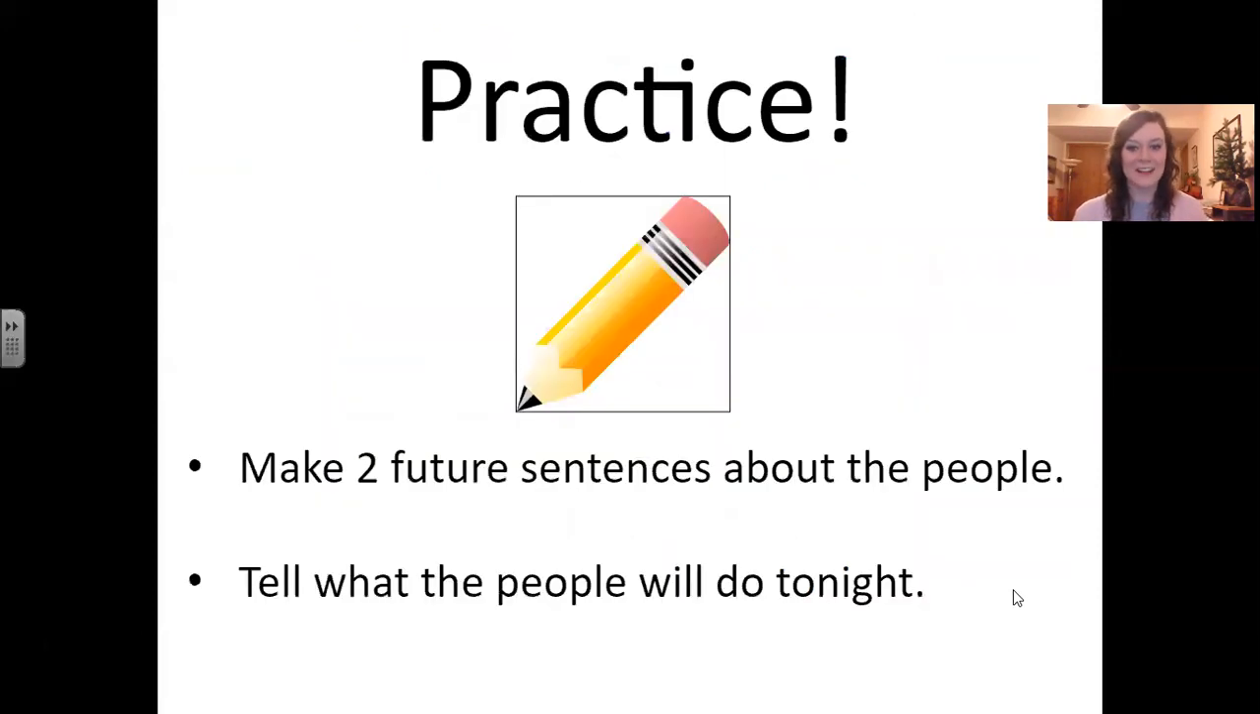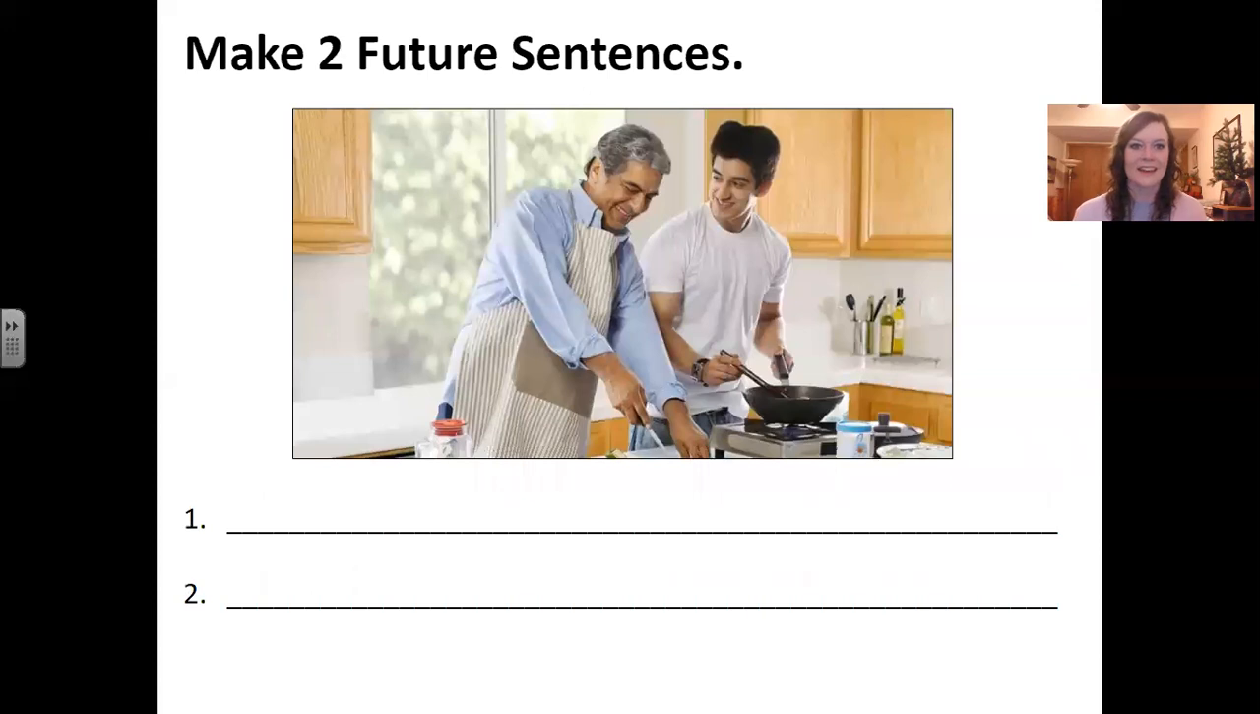Now we're going to do a little more practice to see if we remember the 2 future tenses of English. So we are going to make 2 future sentences about the people we see in the pictures. We will tell what the people will do tonight. Here is the first picture. Can you think of 2 future sentences to tell what these people will do tonight?